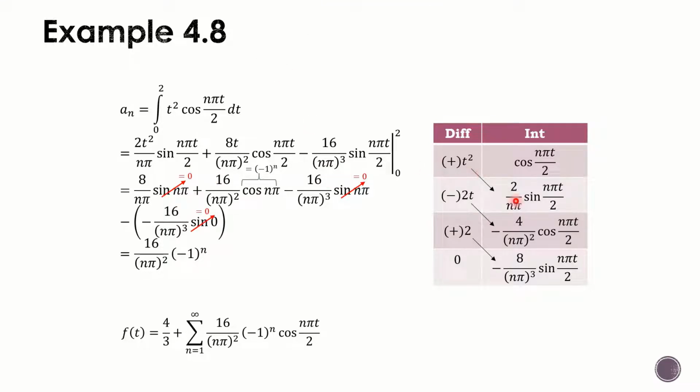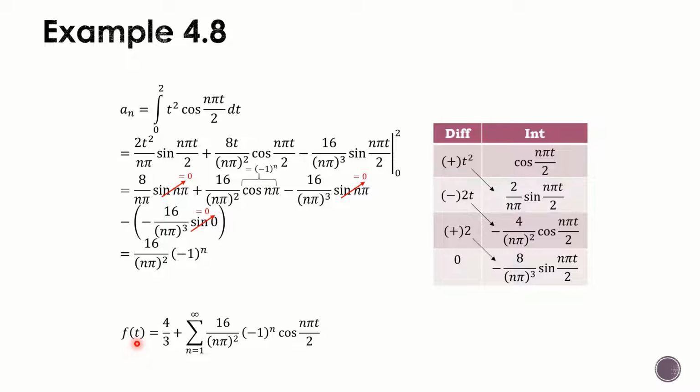So we're going to get 2t squared over n pi sin n pi t on 2, minus minus plus 8t over n pi squared cos n pi t over 2, and minus 16 over n pi cubed sin n pi t over 2. Then we have to substitute the limits. Sin n pi is always 0, cos n pi is equal to negative 1 to the power of n, and sin 0 is 0. So a n is equal to 16 on n pi squared times negative 1 to the power of n. So we have obtained a naught and a n.